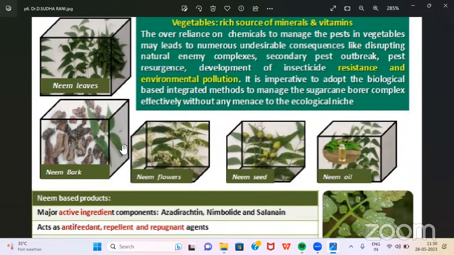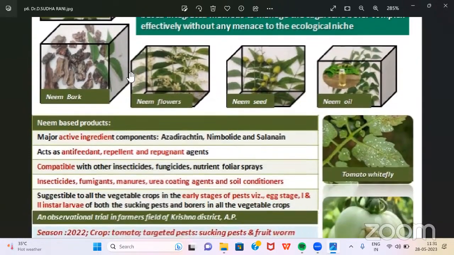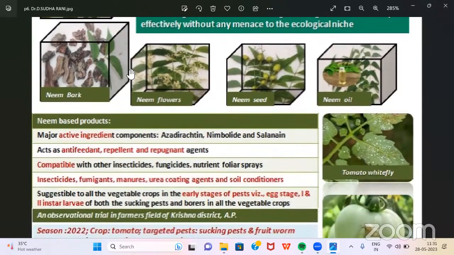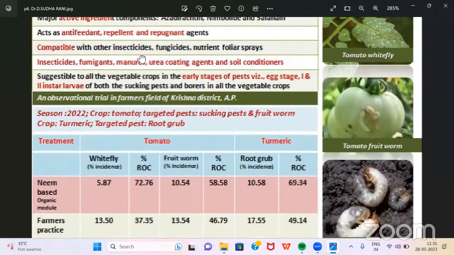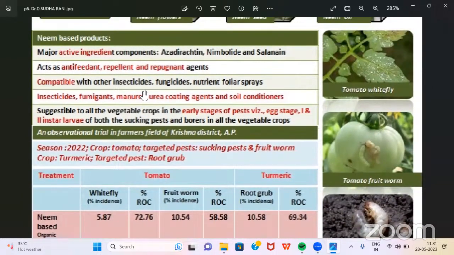Among these, one of the best options, initially for the first and second instar larvae or the eggs of the pests, is neem-based products. We all know neem-based products like neem oil, NSKE, neem leaves, neem bark, and to a few extent, neem flowers also have a pivotal role in insect pest management of various vegetable crops. They play a key role as insecticides, fumigants, manures, and nowadays they are also used as urea coating agents, and they also improve soil conditions.